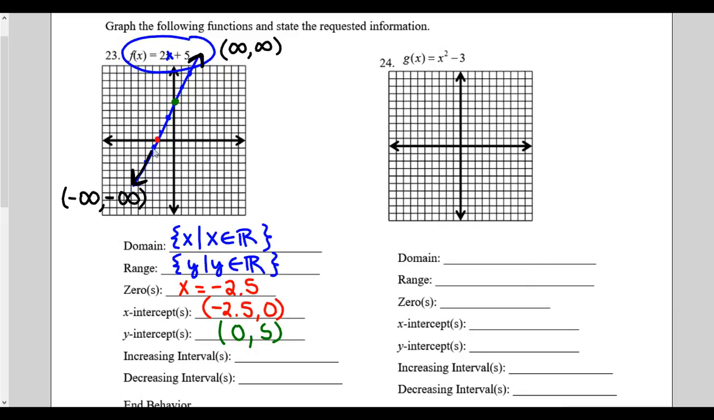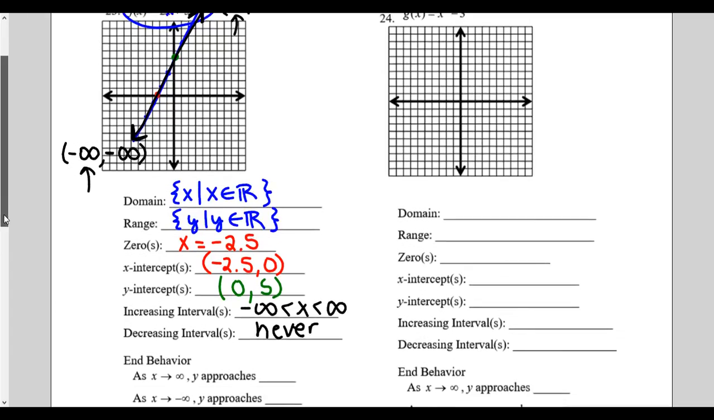So what am I doing on this piece? As I go from left to right, I'm going up, so I'm increasing. I'm never decreasing for this because I have to go from left to right. I'm increasing. I start at negative infinity and continue to infinity. So negative infinity is less than x is less than infinity.